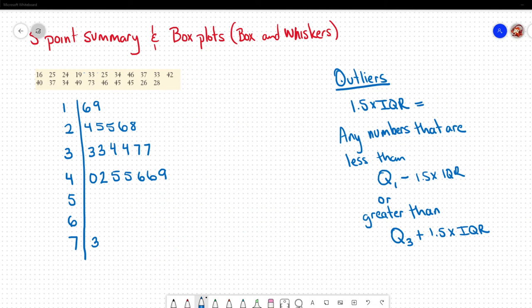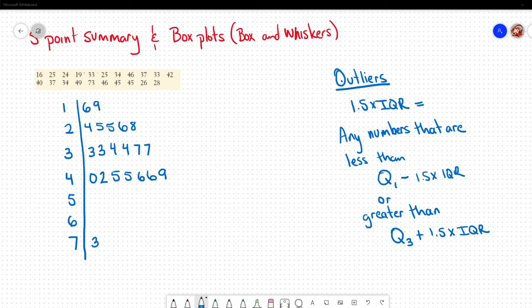Okay, so here's our second data set. I copied another one from the book, and I took the liberty of turning that data set into a stem and leaf plot. That way the numbers are already nicely in order for us to get our 5-point summary. First off, there are 21 data points in this set.